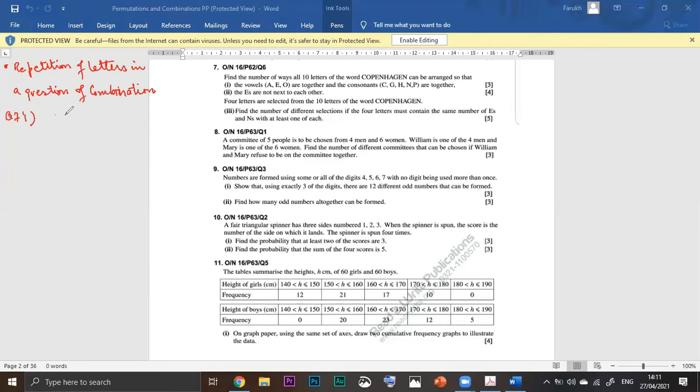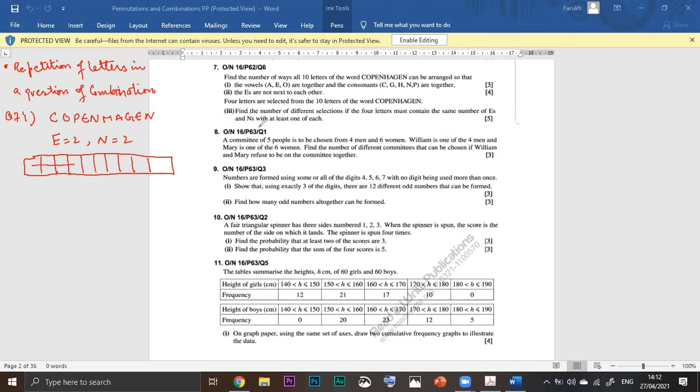The word is Copenhagen. There are how many repetitions? There are 2 E's and there are 2 N's. Is there any other? No. Okay. Now we will draw 10 boxes. Now 10 boxes are drawn. There are 4 vowels and 6 consonants.